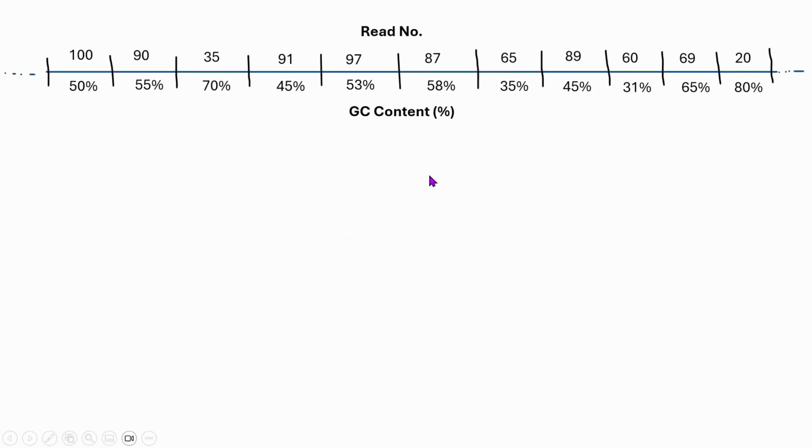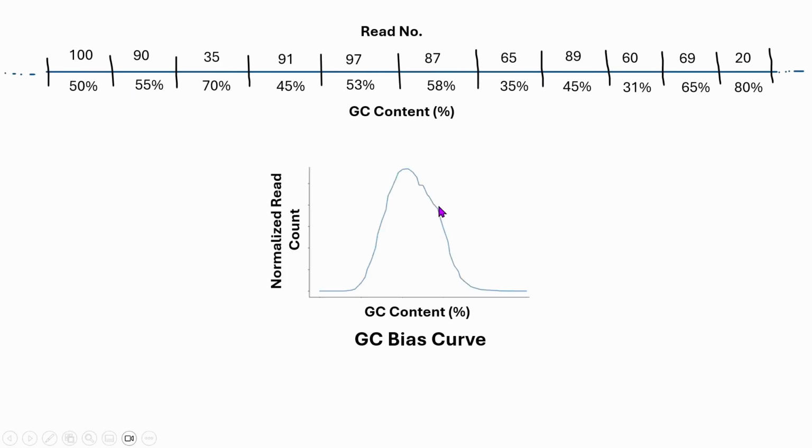So let's actually see what we can make from this nice little table right here. We can make a curve such as this. So GC content percentage will be on the x-axis and normalized read count will be on the y-axis. So what is normalized read count? These are raw read counts. You can divide them by their sum or you can divide them by their mean. So you can normalize them in different ways. But whatever you do, you will be able to get such a nice little bell curve.